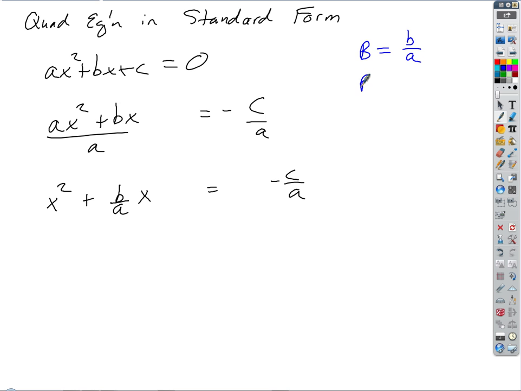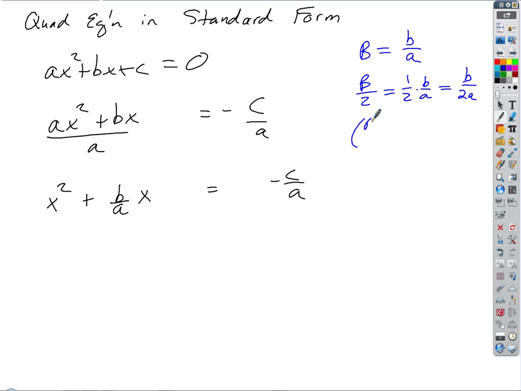So then what is capital B over 2? That's really just the same thing as 1/2 times capital B, isn't it? Right? So what's that going to give me? 1/2 times b over a. Okay, how can I write that in a little simplified form? If I just multiply straight across, that's b over 2a.